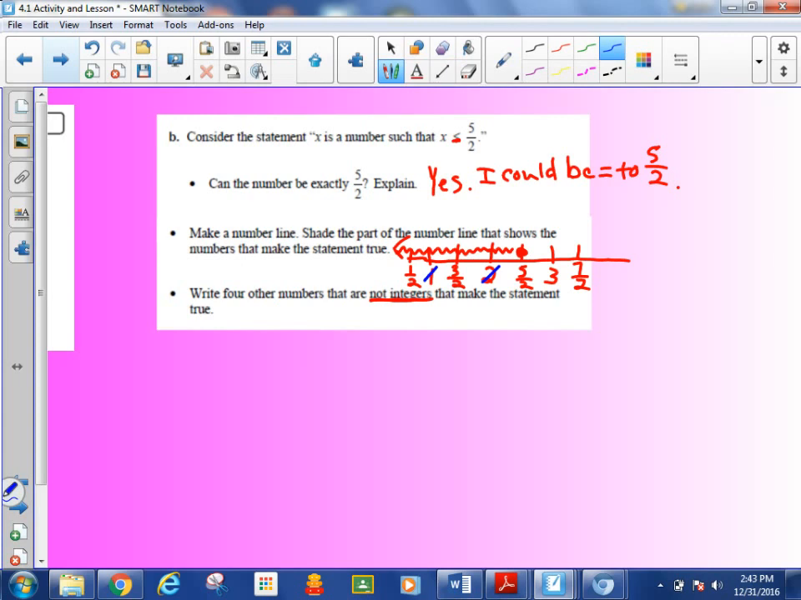So other than 5 over 2, other numbers, well, we have 3 over 2 that I have on my number line, and I have 1 over 2. We could do negatives of each of those, negative 1 half and negative 3 over 2. You could even do like 1/4, 1/8, 1/16. Just depends on your comfort level with fractions.